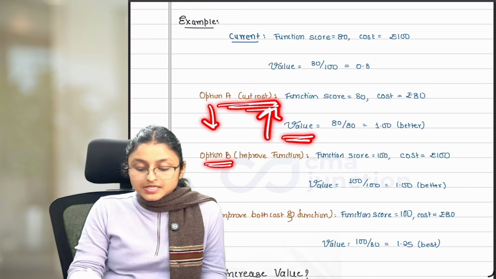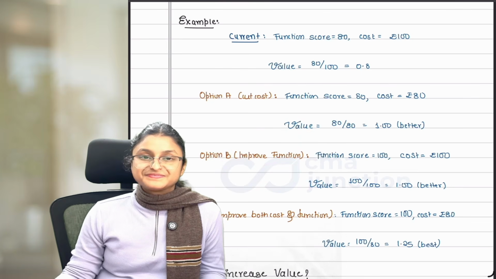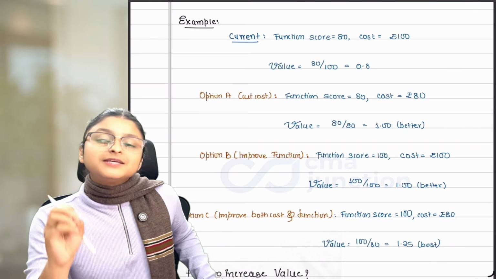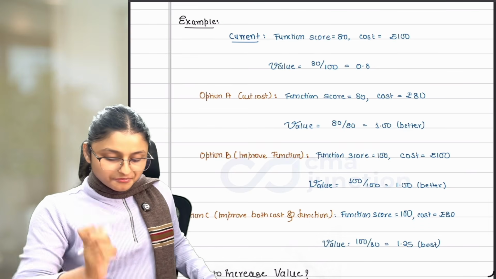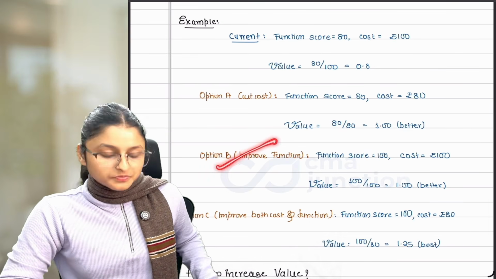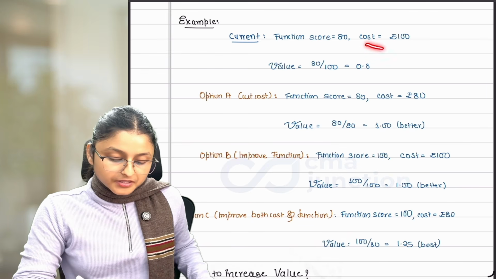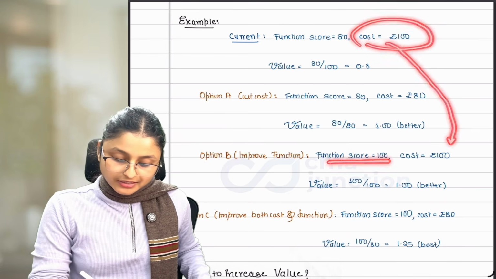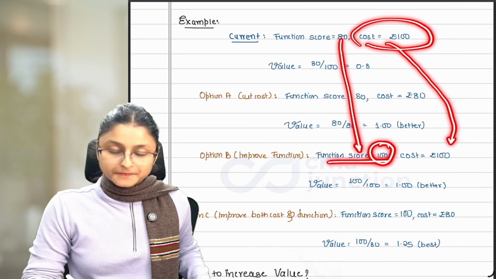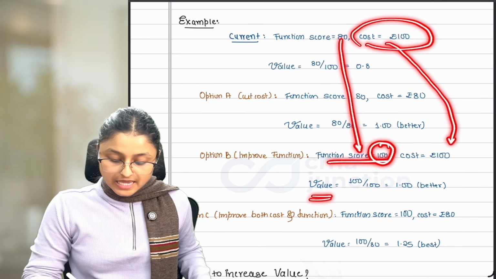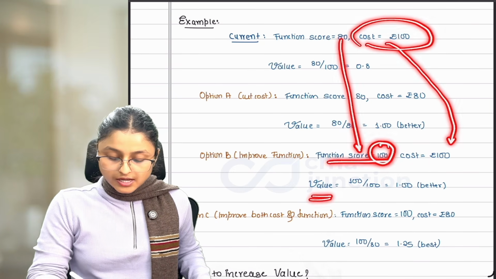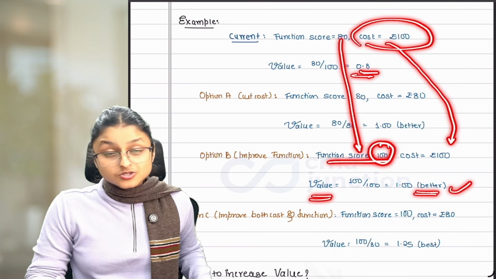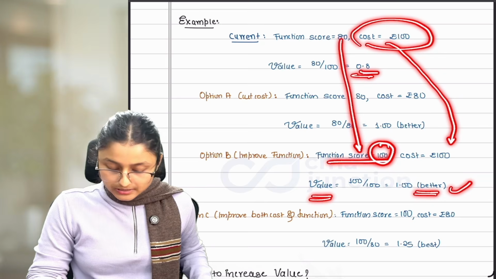Now option B is improve function. In value analysis, we have said that our main aim is to reduce the cost. But what is option B doing? It is keeping the cost as it is, but improving the function, and that is why function score has improved. Now if I calculate the value, earlier it was 0.8, now it is 1, which is also a better situation.